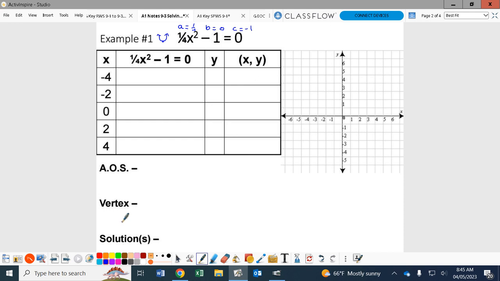So when we go to work this out, we're going to use our axis of symmetry by using the opposite of B all over 2A. The opposite of B all over 2A is going to put us at the opposite of 0 all over 2 times 1/4. But it doesn't even matter, if it's 0 on top, what's the answer? 0. Just 0. So our axis of symmetry is going to be x equals 0. Notice that's in the middle. That means your vertex is going to come from here. Your vertex is going to be an ordered pair where 0 is the first number.